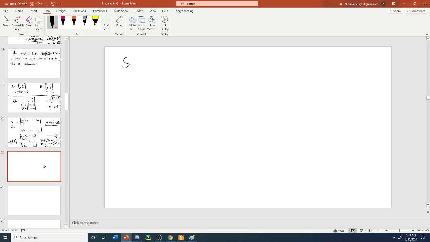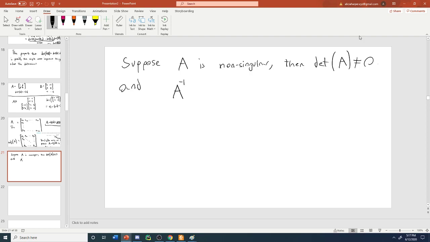So suppose A is non-singular. Then the determinant of A is not equal to 0. We've already proved that. And A inverse is equal to the adjoint of A times 1 over det A.